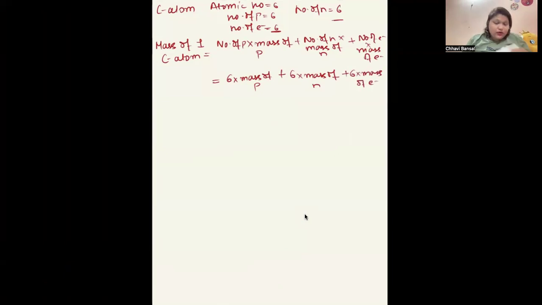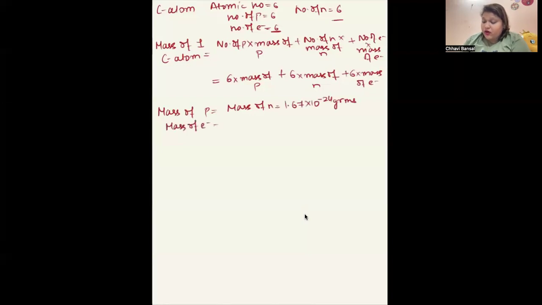Fine. Now let's see what is the mass of a neutron and a proton. Mass of a proton is equal to mass of neutron, which is equal to 1.67 into 10 raised to power minus 24 grams. Whereas mass of electron is 9.1 into 10 raised to power minus 27 grams, or we can write it as 1 by 1837 into mass of proton.